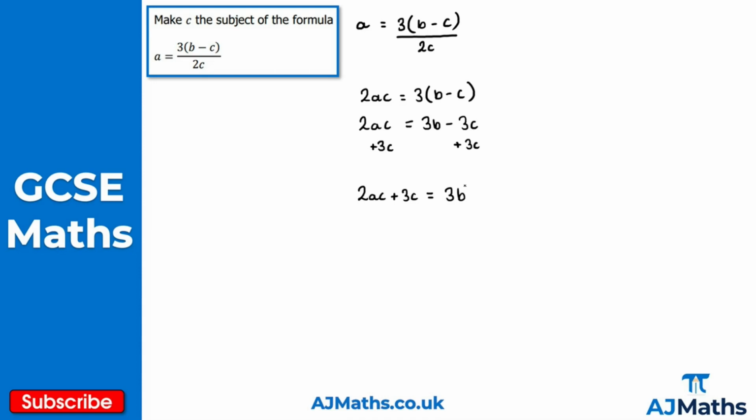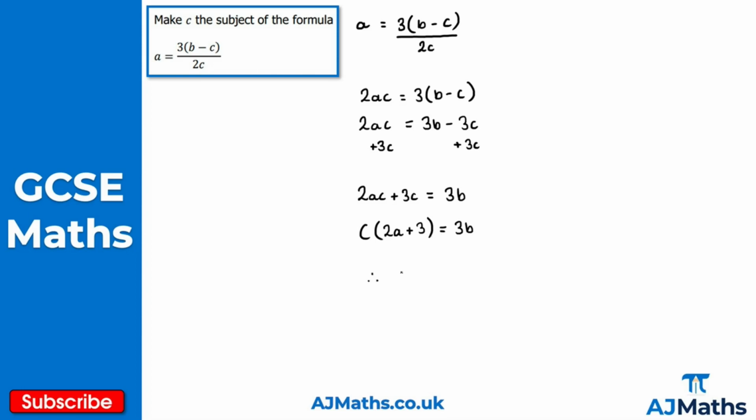So now what we want to do here, we want to make c the subject, and I now need to factor the c out here from the left hand side. I'm going to get c lots of 2a plus 3, and that's going to be equal to 3b. And then finally here, we're making c the subject. I just need to get rid of this 2a plus 3 here. And to do that, we just divide both sides by 2a plus 3.